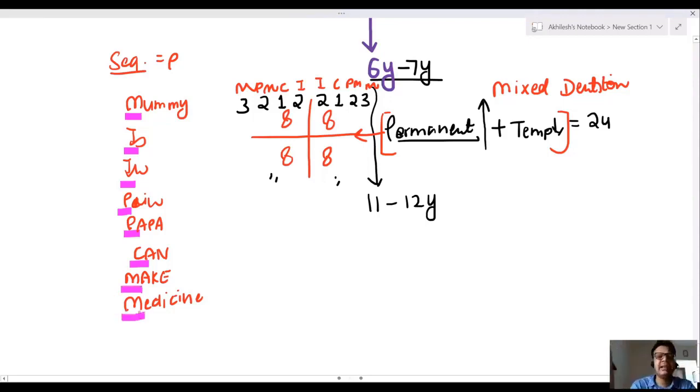No, Dr. Saab, don't write it down. Just try to understand. Read it calmly at home, it's very easy. Don't try to write it down. It's very simple. Mummy is in pain. Papa can make medicine.